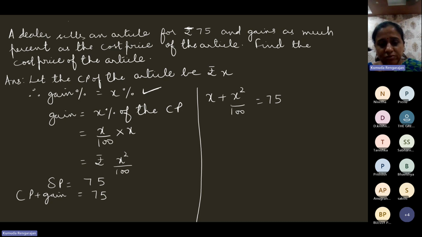X percent means X by 100. Of means multiplication. X percent is X by 100 because 5% means what? 5 by 100. 10% is 10 by 100. X percent is X by 100. Of is into. CP is X. I'm just substituting. X percent is X by 100. Of means multiplication. CP is X.